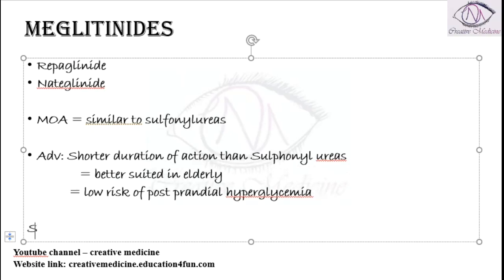The side effect of meglitinides, repaglinide and nateglinide, is that they can cause hypoglycemia.